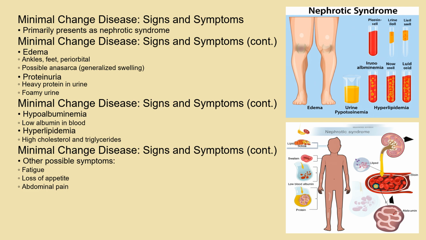The signs and symptoms of minimal change disease are primarily those of nephrotic syndrome. The most prominent symptom is edema, or swelling, particularly in the ankles, feet, around the eyes, and sometimes even generalized swelling known as anasarca. Patients also experience heavy proteinuria, meaning a large amount of protein in the urine, often discovered during routine urine tests or when noticing foamy urine. Low levels of albumin in the blood, called hypoalbuminemia, is another key finding. High cholesterol and triglycerides, or hyperlipidemia, are also common features. Some patients may experience fatigue, loss of appetite, and abdominal pain.